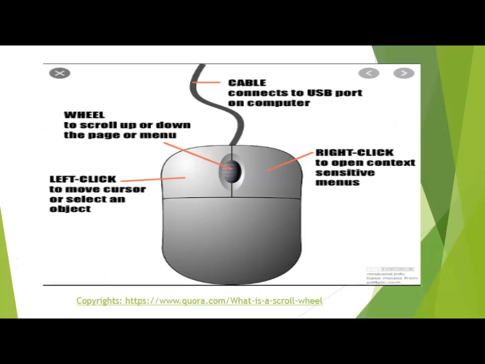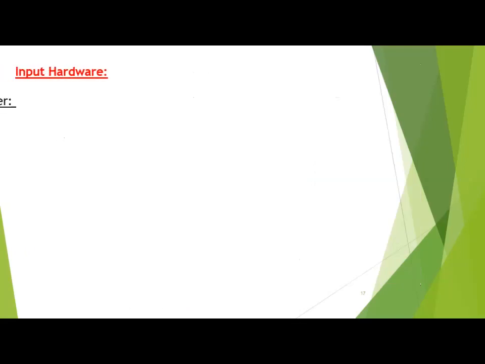You can see the left click button to move the cursor or select an object. Right click opens context-sensitive menus. So it opens the menu. The cable connects with the CPU. The wheel, or scroll wheel as you can say, is used to scroll up or down the page or menu. Moving to next slide. Input hardware.